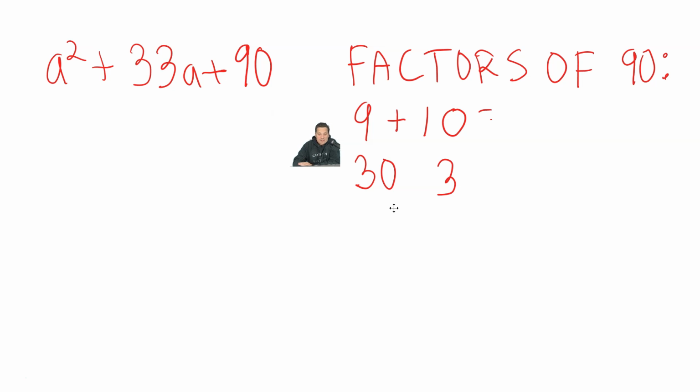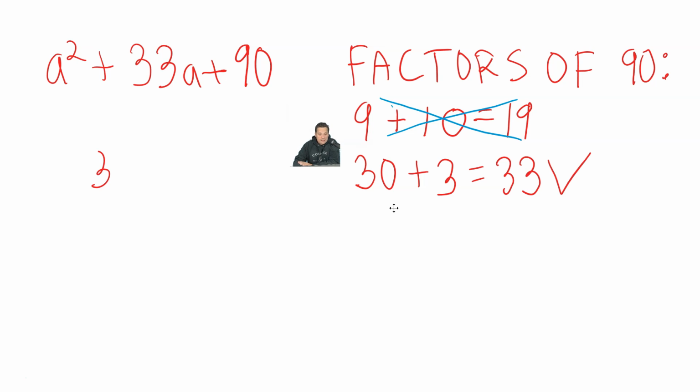But let's see, 9 plus 10, well, that's 19. That's no good. I need the sum to be 33, the coefficient on a. Okay, so that tells you that this is wrong, which means that the other ones, the 30 and the 3, have to be the right values, because 30 plus 3 is 33, which is the coefficient on the middle term. Okay, so let's take a look at the next step. So I'm going to have that 30 plus 3. That gives me the 33 that I need. Perfect. And then the same 30 times 3 will give me the 90 that I need.